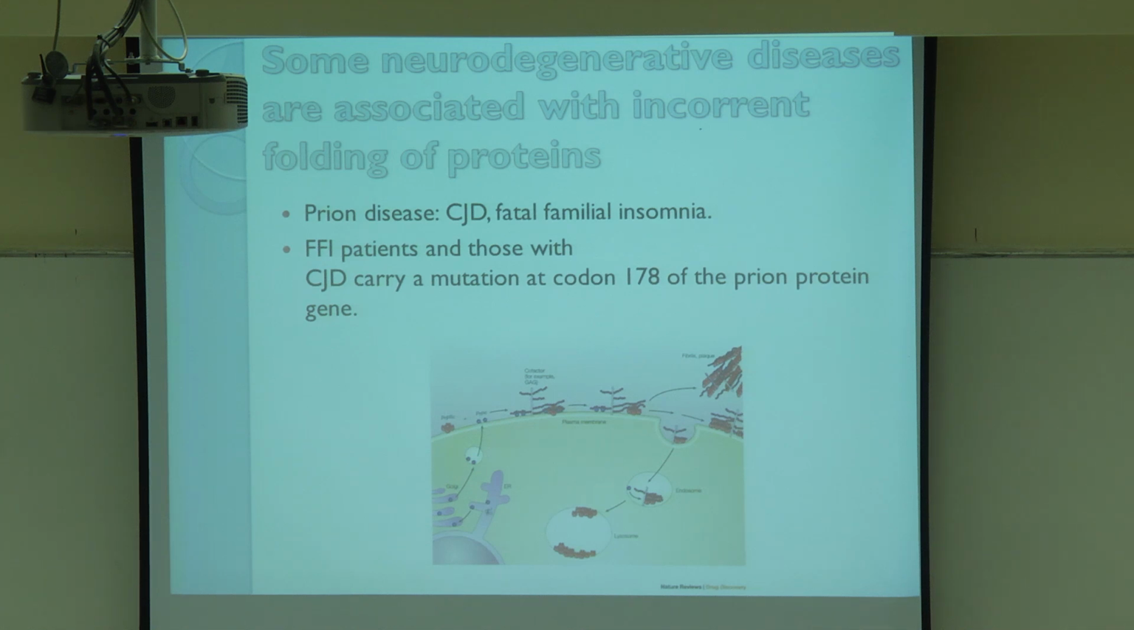Okay, so other neurodegenerative diseases, like prion disease. Have you heard of the mad cow disease? Yeah. Okay, so the mad cow disease, it's called Creutzfeldt-Jakob disease. And there are other diseases like fatal familial insomnia. They occur because proteins are not folded correctly.